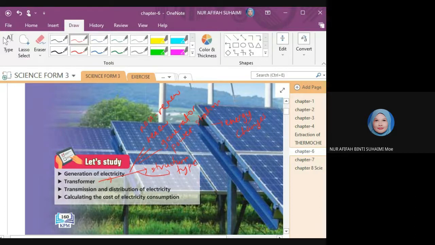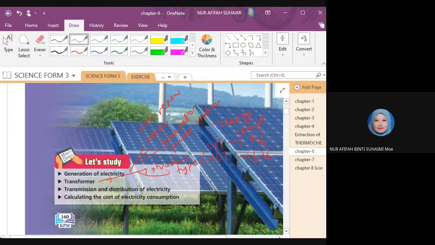Okay, and then we have two types of transformer: step up and step down. Step up transformer, step down transformer. So step up to increase the voltage, increase output voltage VO. Step down to decrease output voltage. Okay, down, decrease, up, step up, increase the voltage. Okay, output voltage. You want to change the output voltage.